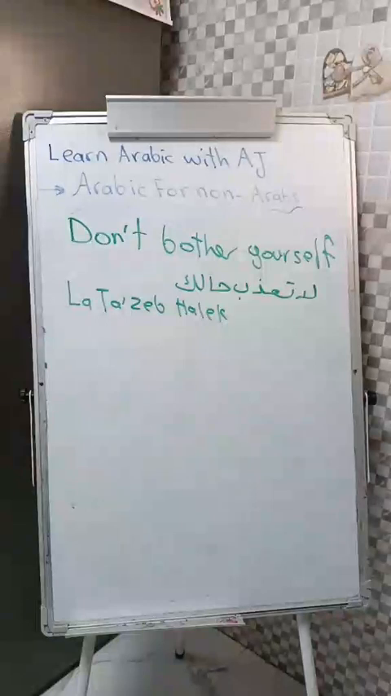How to say have a seat? We say تفضل. تفضل عود, or تفضل اجلس. تفضل اجلس, please take a seat, or تفضل عود, please take a seat. عود or اجلس.